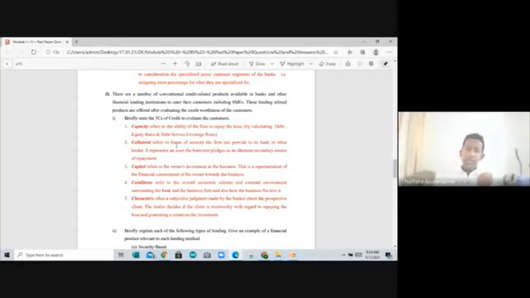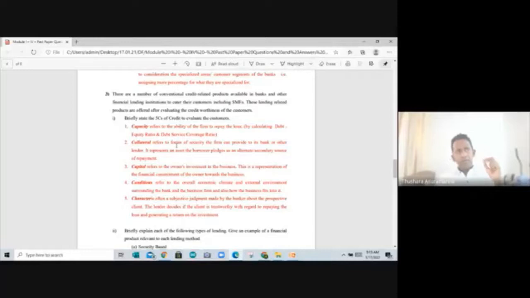So finally, character is about how credit worthy the particular borrower is. Good for credit. How suitable the particular entrepreneur is for credit. So that's all about referencing, CRIB reports, right? So many things that we may look into. So those are, in very brief, the 5 C's that we have spoken of.